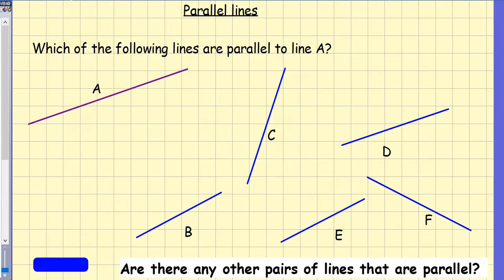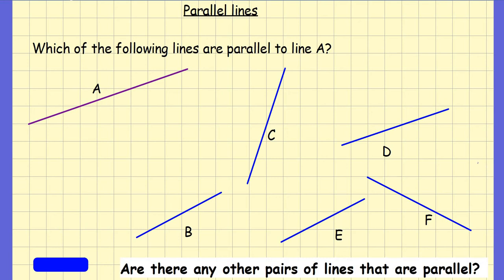Okay, we're moving on to a new topic now. I want us to start off by looking at parallel lines. Have a look at these lines, and in your light blue books, can you tell me which of the following lines are parallel to line A? And if you manage that, can you find any other pairs of lines that are parallel? Pause the video, have a little think for me.